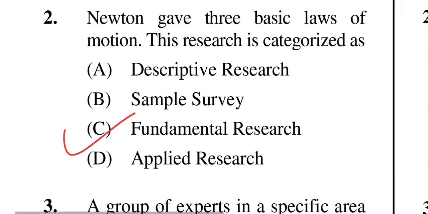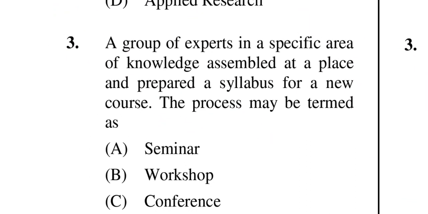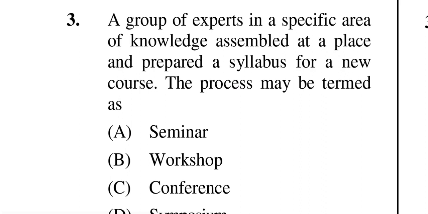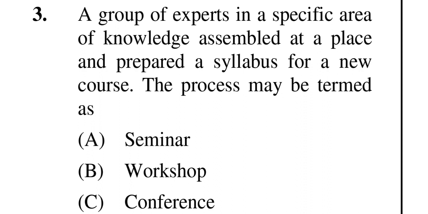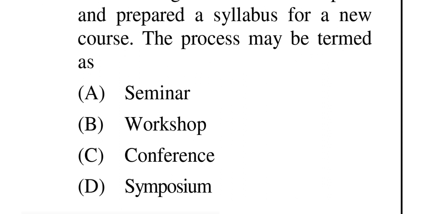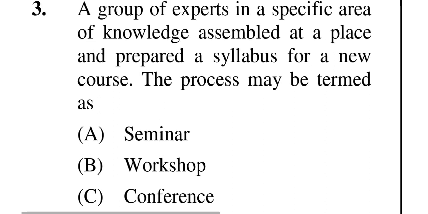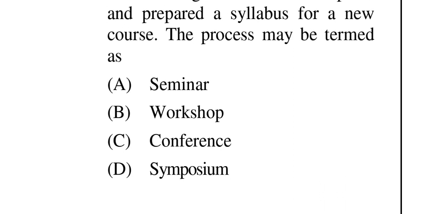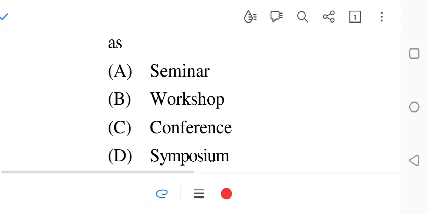Okay. Number 3. A group of experts in a specific area of knowledge assembled at a place and prepared a syllabus for a new course. The process may be termed as seminar, workshop, conference, symposium. What do you say? A group of experts in a specific area of knowledge assembled at a place and prepared a syllabus for a new course. The process may be termed as D, symposium.